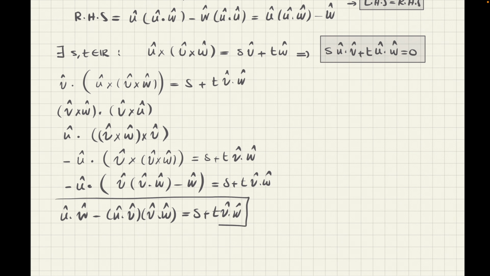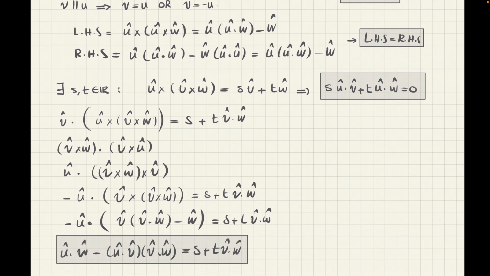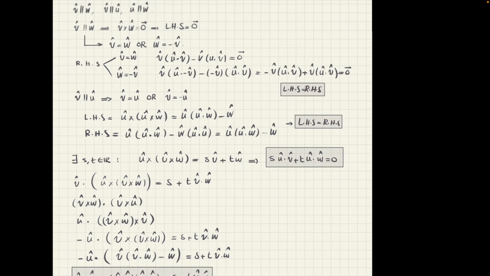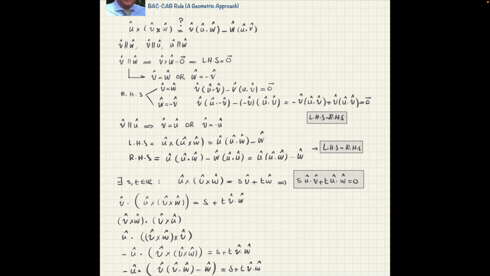Okay, so that is also another relation. Now what we say is this: if U dot W and U dot V are both equal to 0, we are done. Why is that? Because if this is 0 and this is 0, then the right-hand side becomes the 0 vector. But what is the meaning of this being 0, this being 0?